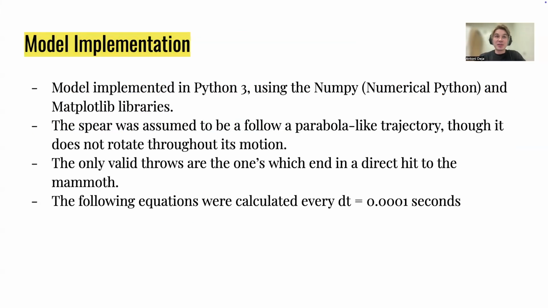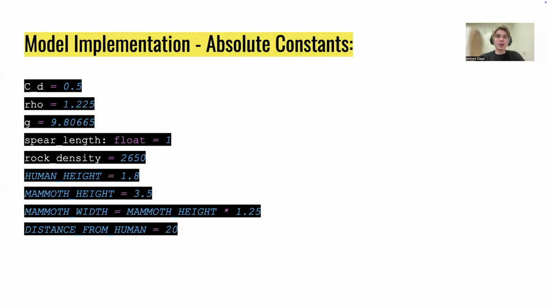So next, I would like to take you through our model implementation. We used Python 3 to code our solution, and we used the NumPy and Matplotlib libraries. Here are a few of our absolute constants. These do not change at all within our simulation. We have things like the air drag coefficient, gravitational acceleration, density of air, and other constants of those sorts. These are all in SI units, so meters, seconds, kilograms mostly.